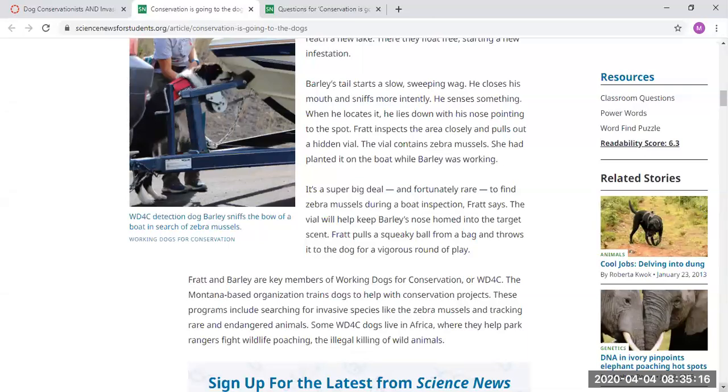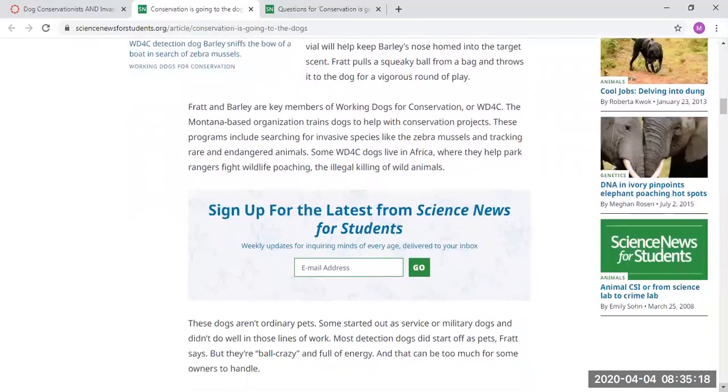It says in the next paragraph right here, Frat and Barley are key members of Working Dogs for Conservation, or WD4C. The Montana-based organization trains dogs to help with conservation projects. These programs include searching for invasive species like the zebra mussels and tracking rare and endangered animals. Some WD4C dogs live in Africa, where they help park rangers fight wildlife poaching, the illegal killing of wild animals.